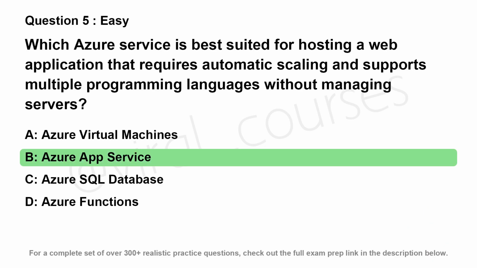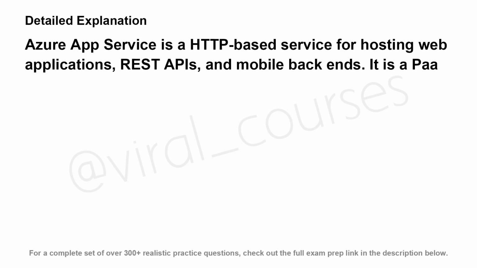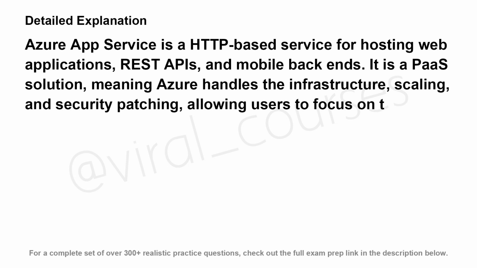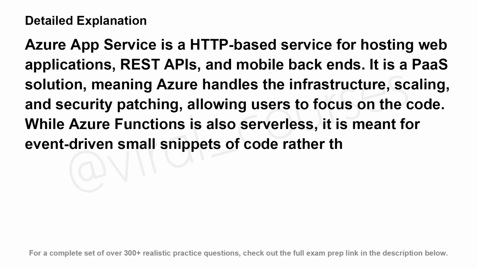The correct answer is B. Azure App Service is an HTTP-based service for hosting web applications, REST APIs, and mobile backends. It is a PaaS solution, meaning Azure handles the infrastructure, scaling, and security patching, allowing users to focus on the code, while Azure Functions is also serverless. It is meant for event-driven small snippets of code rather than full web applications.